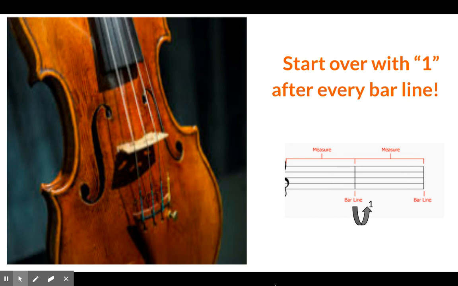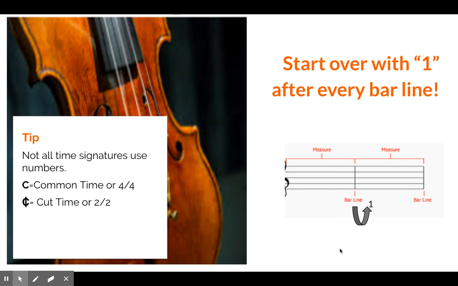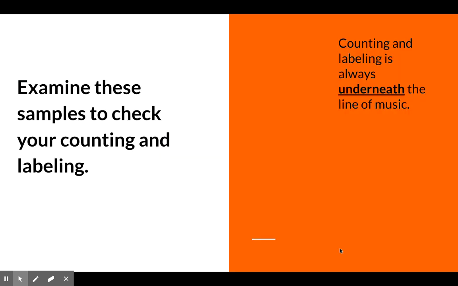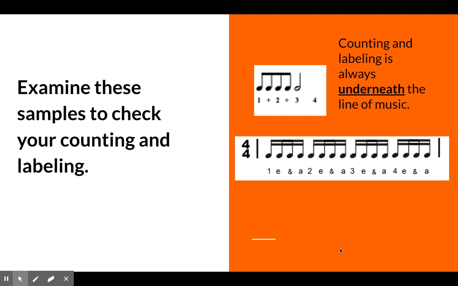Don't forget you have to start over with 1 after every bar line. That is that vertical line in a piece of music. Examine these samples to check your counting and labeling. By the way, the counting is always, and the labeling is always underneath the music. In some cases, the plus sign is labeled with this symbol instead, the and symbol.